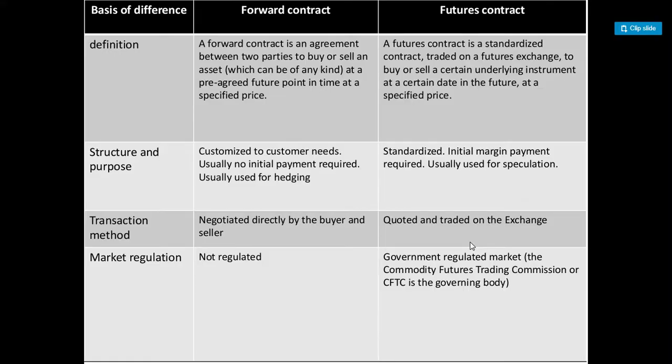Method of transactions: forward contracts are directly negotiated between the buyer and the seller. Everything, the quality, quantity, date, delivery time, place, underlying assets, will be decided between the buyer and the seller. Whereas future contracts are quoted and traded on exchanges, like, as I said, NSCCL. This is nothing but a clearing corporation that will be working.